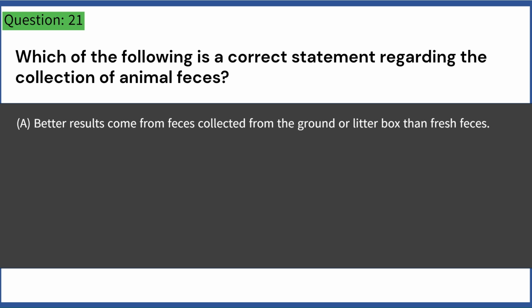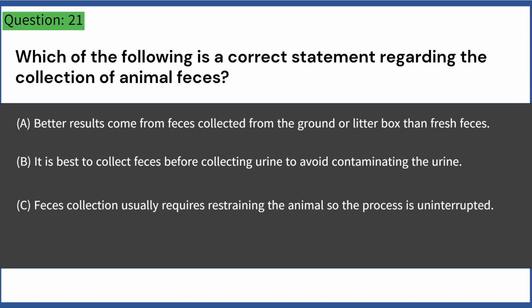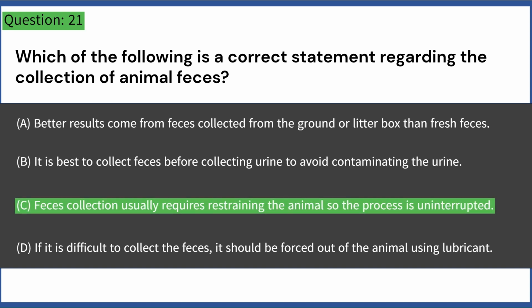Which of the following is a correct statement regarding the collection of animal feces? A. Better results come from feces collected from the ground or litter box than fresh feces. B. It is best to collect feces before collecting urine to avoid contaminating the urine. C. Feces collection usually requires restraining the animal so the process is uninterrupted. D. If it is difficult to collect the feces, it should be forced out of the animal using lubricant. Answer C. Feces collection usually requires restraining the animal so the process is uninterrupted.